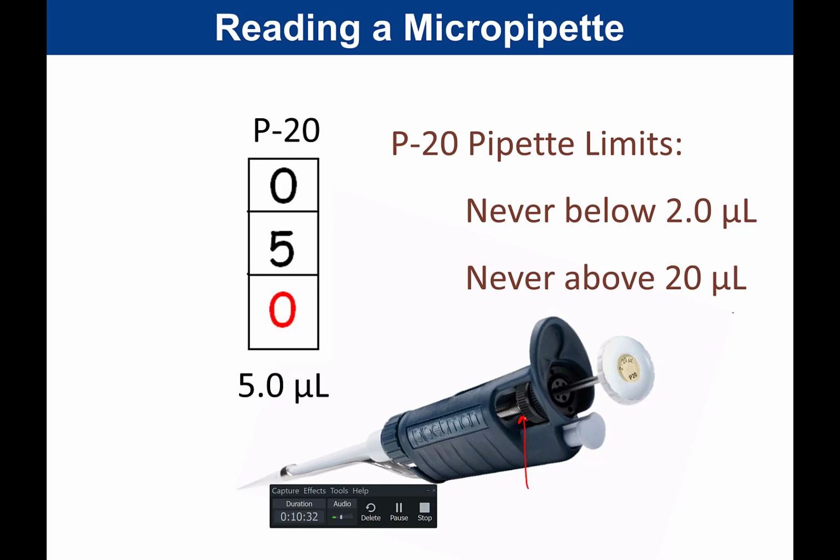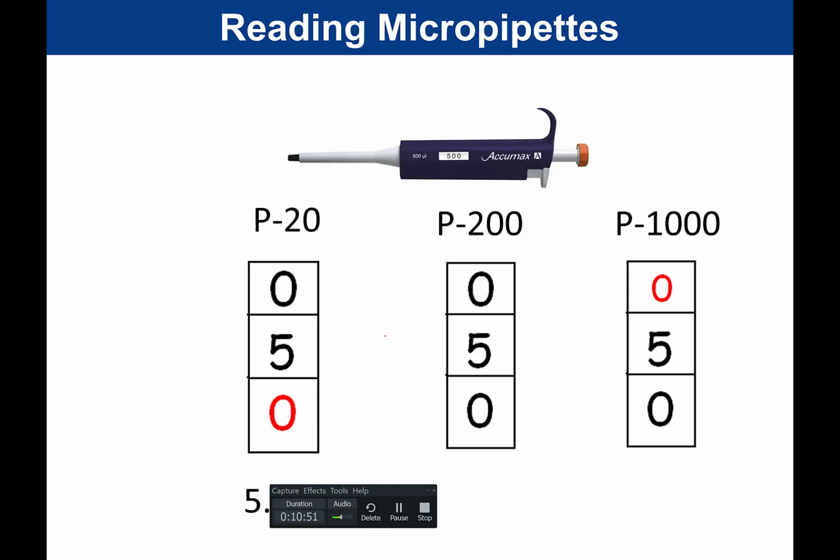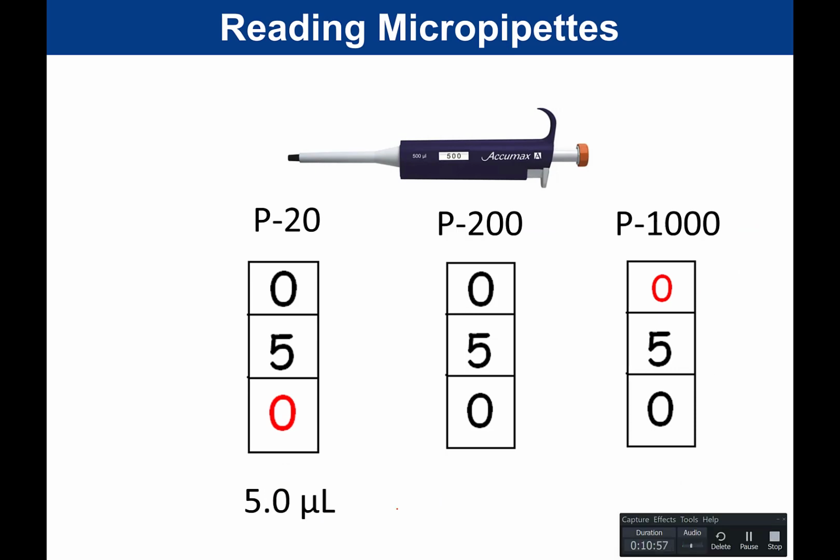So if we're looking at a P20 and it reads 050, nothing in the tens, 5 in the ones, nothing after the decimal point, that pipette is set to a volume of 5 microliters. So if we are reading the micropipettors, the P20, 050, we just said is 5 microliters.